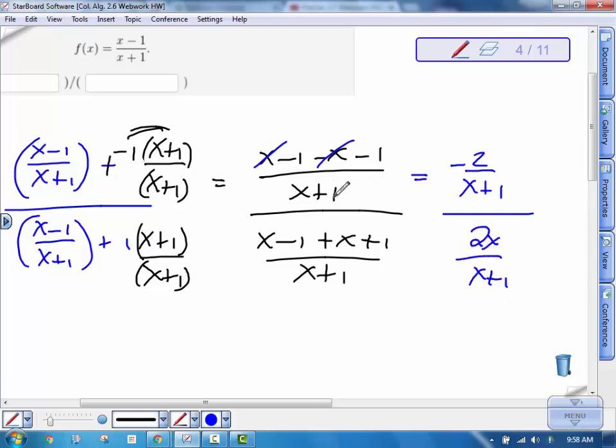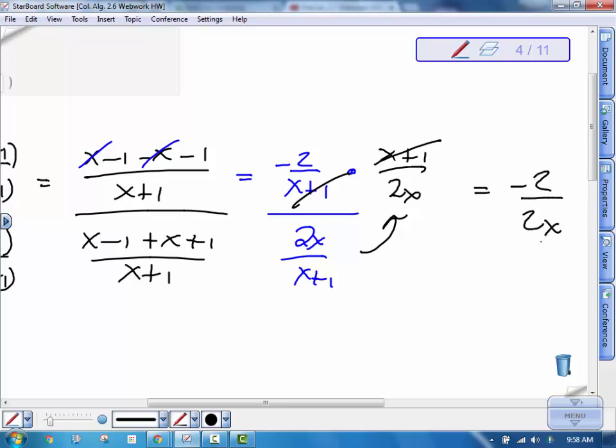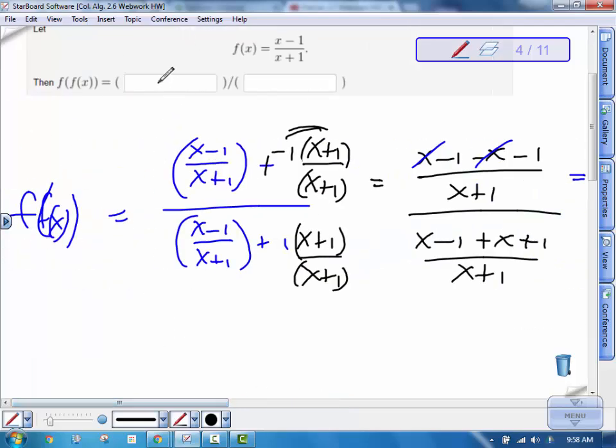So this complex fraction simplifies a little bit, and then instead of dividing by a fraction, I'm going to multiply by the reciprocal. So I'm going to move this up to be x plus 1 over 2x. And the x plus 1's cancel. And then I end up with negative 2 over 2x, which the 2's cancel, so I end up with negative 1 over x. So that's what they wanted, negative 1 over x.